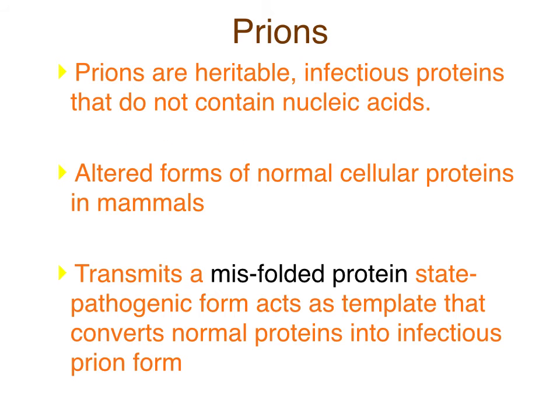The most interesting alternative genetic material, in my opinion, are prions. Prions are infectious proteins. These proteins exist in a misfolded state, which is a pathogenic state, and the misfolded proteins act as templates that convert normal proteins into the infectious protein form. So in this sense, the genetic information, this misfolding information, is passed from one protein to the next, and these misfolded proteins then recruit more misfolded proteins.